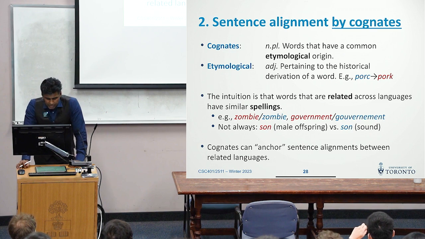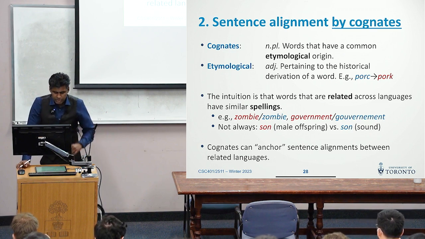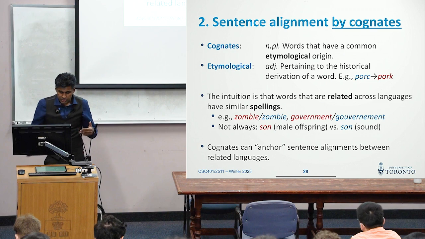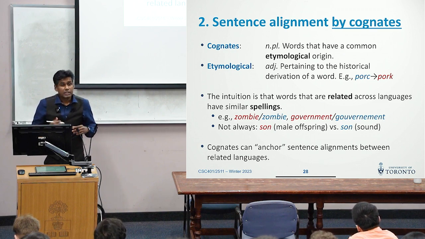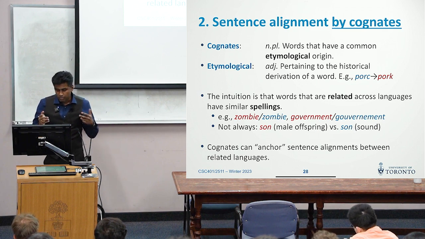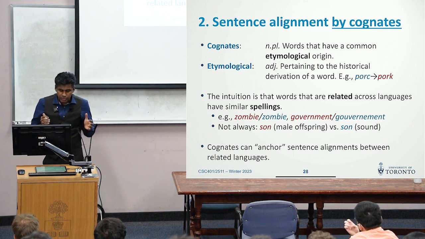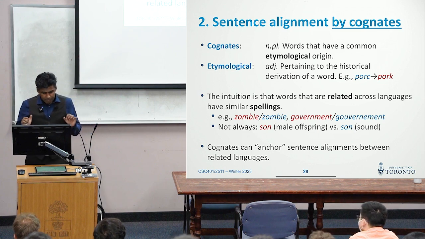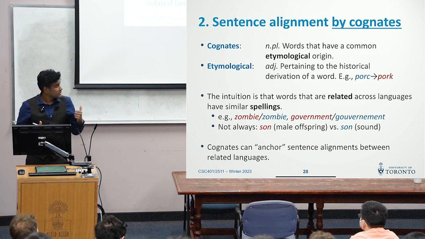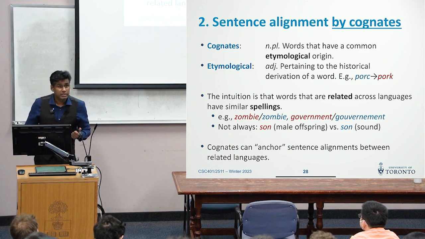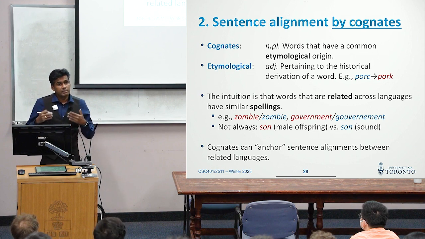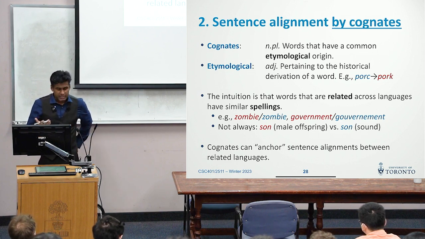The second kind of sentence alignment is by cognates, which are words that have the same etymological origin. For example, the English word pork that we use today has an etymological origin in the Norman word pork. The intuition of cognates is that words with the same etymological origin will have similar spellings. For example, zombie in English; the red words are in English and the blue words are in French. They convey the same meaning and have spellings that are not identical, but similar. And there are always exceptions.